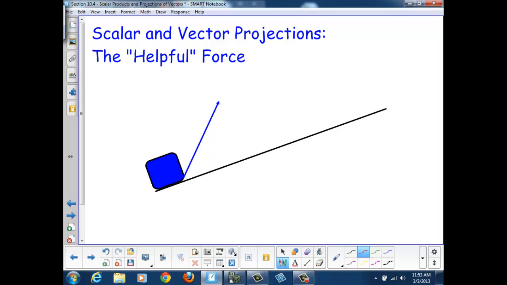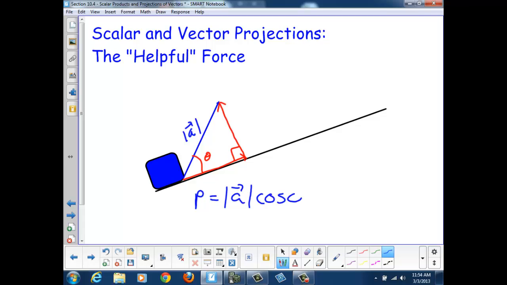Well, I still want to create my right triangle, but only now my right triangle is going to be based on my desired direction of motion. So my helpful force is still going to point in the direction of the ramp. My angle is still theta. A is still my hypotenuse of my right triangle. So my vector projection then, my scalar projection or helpful force, is still the length of A times the cosine of theta.